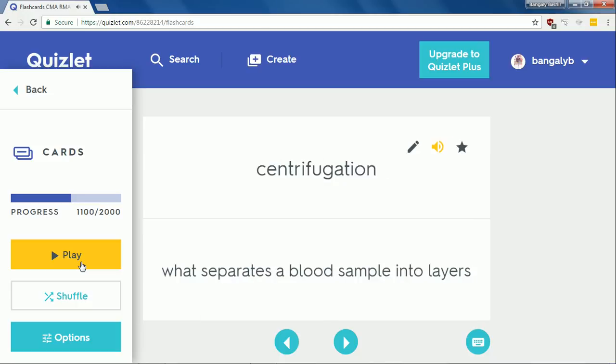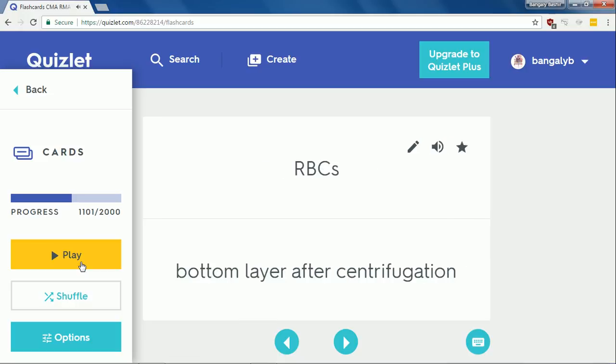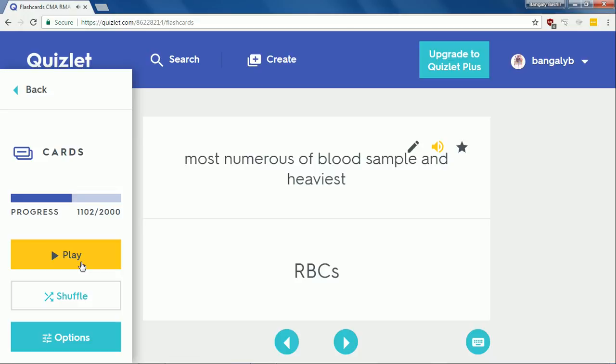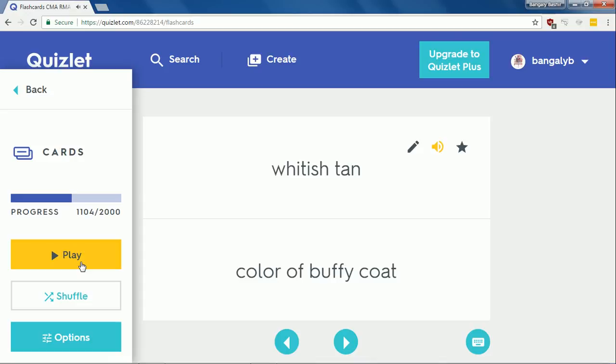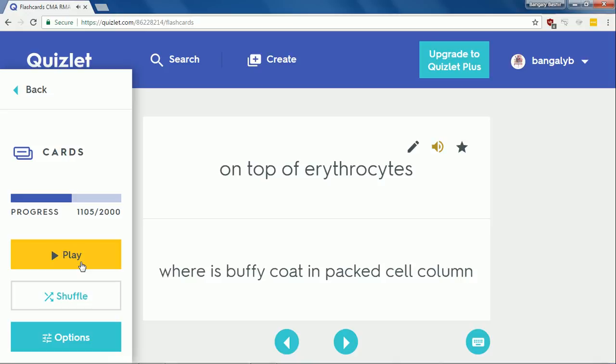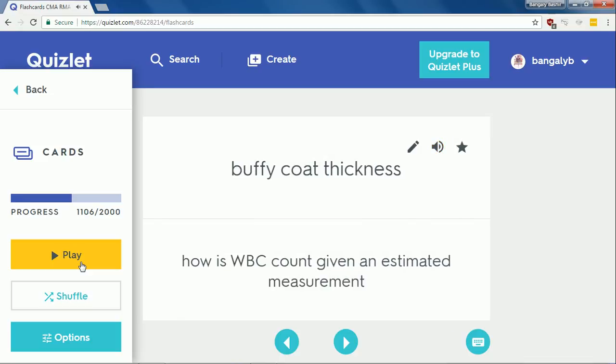Centrifugation. What separates a blood sample into layers? RBCs. Bottom layer after centrifugation. Most numerous of blood sample and heaviest. RBCs. WBCs and platelets. What is in the buffy coat? Whitish tan. Color of buffy coat. On top of erythrocytes. Where is buffy coat in the packed cell column? Buffy coat thickness. How is WBC count given an estimated measurement?